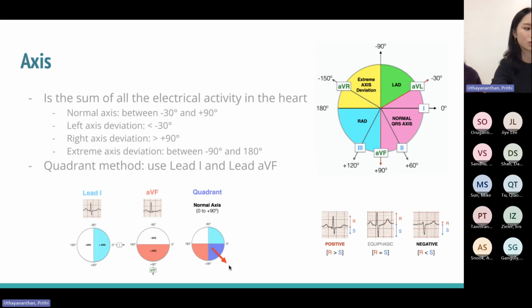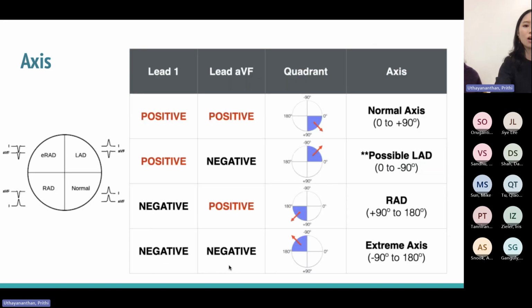Using that same kind of logic, you can work out what left axis deviation and right axis deviation would look like. If lead 1 is positive and lead AVF is negative, then that's left axis deviation. And if lead 1 is negative and lead AVF is positive, then there's right axis deviation.